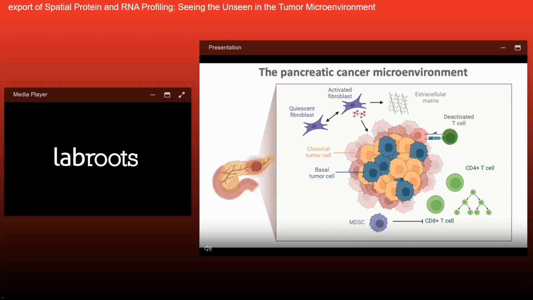In addition to that, the pancreatic cancer microenvironment is characterized by a very abundant fibroblast population. We know these fibroblasts can move between an activated and a more quiescent state. And then beyond tumor cells and fibroblasts, we know that there are many immune cells in pancreatic cancer, but in aggregate, they seem to have more of an immunosuppressive phenotype that tends to promote tumor growth.